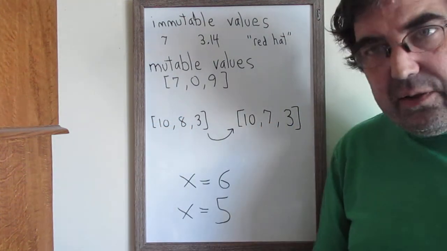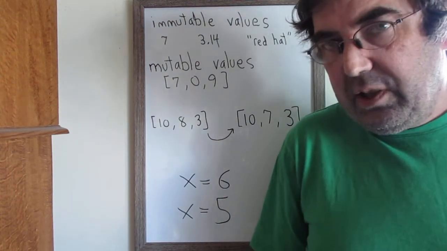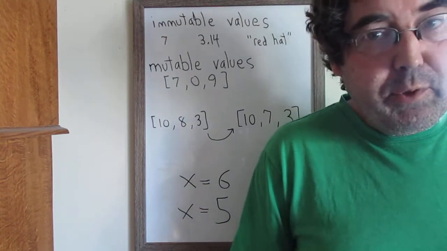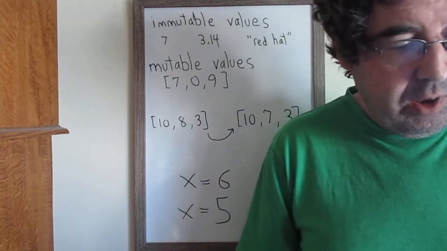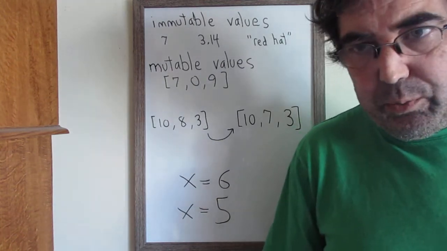So an array is a value. An array is a complex value that has multiple pieces inside. I have the option of modifying one of those internal pieces, and therefore an array is a mutable value.